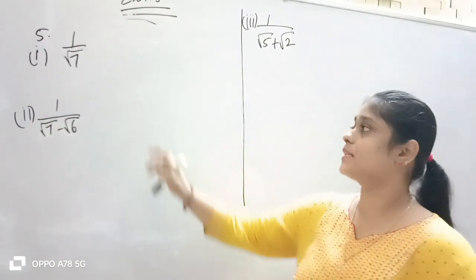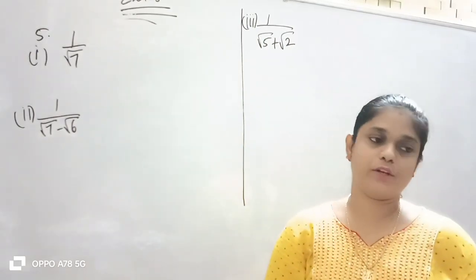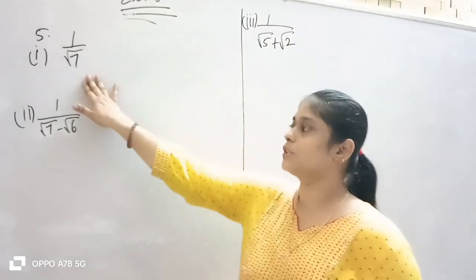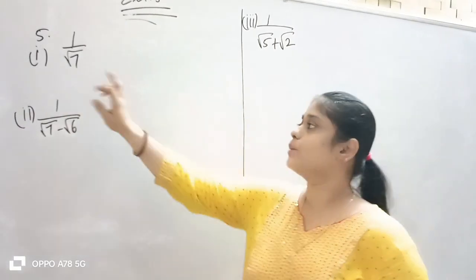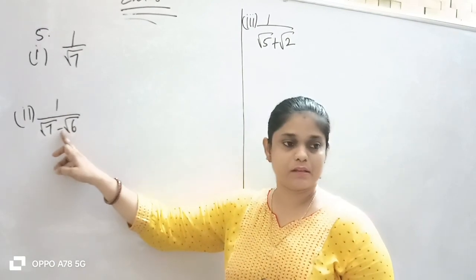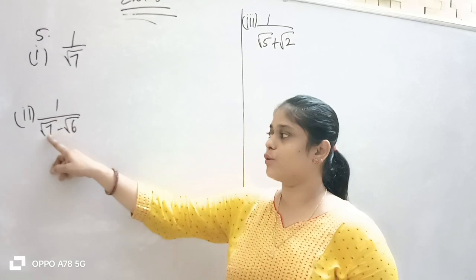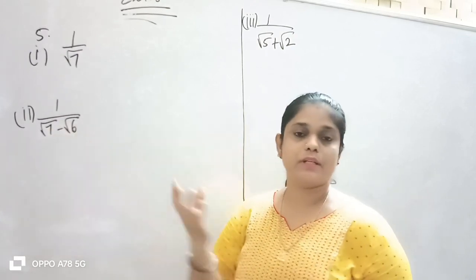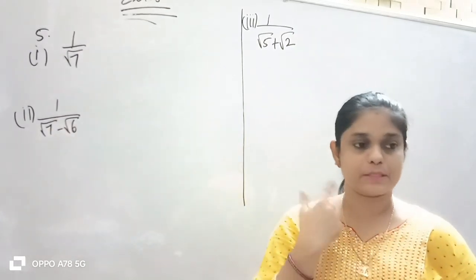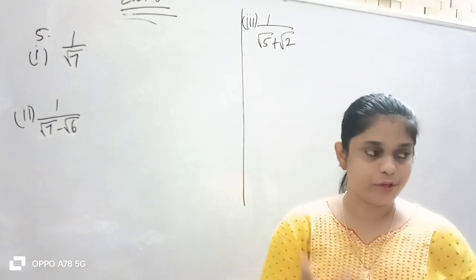So to rationalize the denominator, we have to do the conjugate. What is the conjugate of the denominator? So root 7's conjugate is root 7. Okay, for a two-term number, change the sign in between, and that is the conjugate. So root 7 minus root 6's conjugate is root 7 plus root 6. Rationalize the denominator means you see the denominator only.